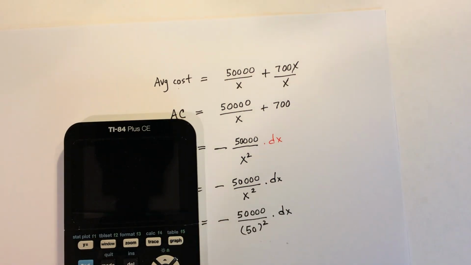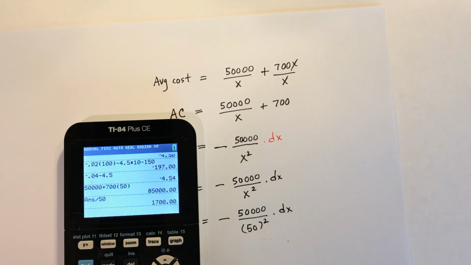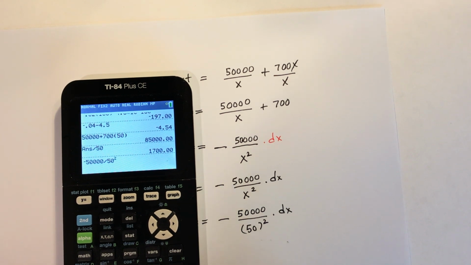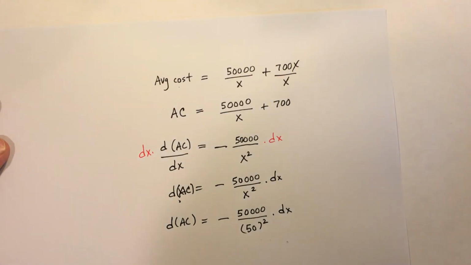Let me see how much that is. So that is negative 50,000 divided by 50 squared. So that's a negative 20.